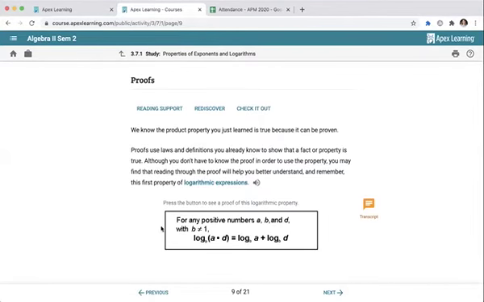Then we have this thing called proofs. We know these product properties, and instead of just accepting them because Miss Judy said it works, we can do this thing in math called proofs. What proofs do is use laws or definitions that we already know in order to verify that a fact or a property is true.